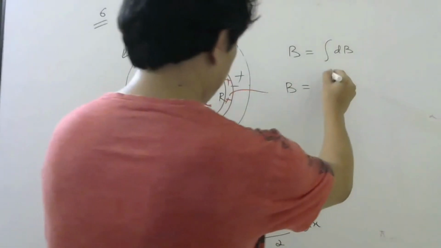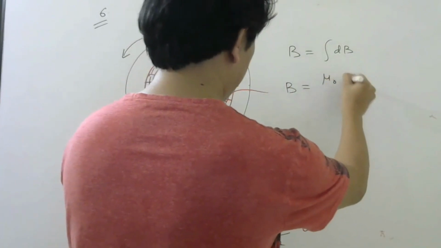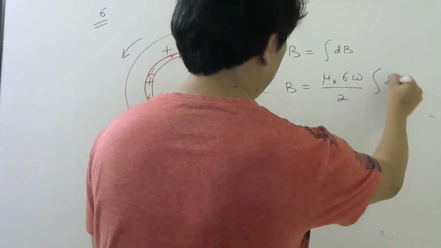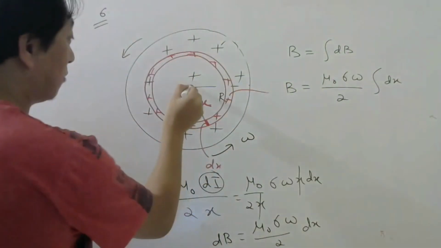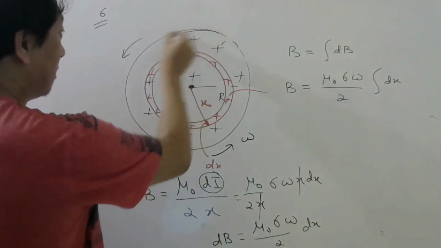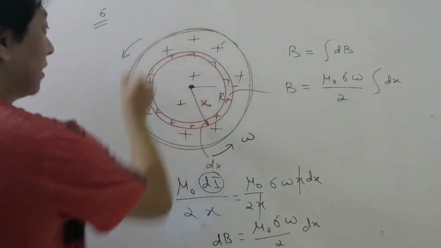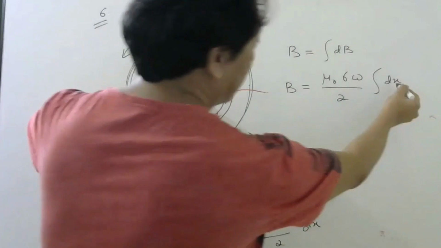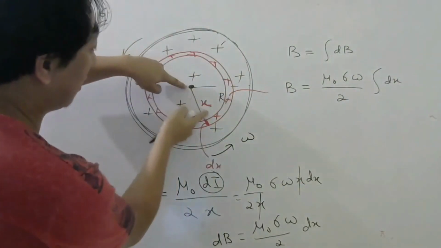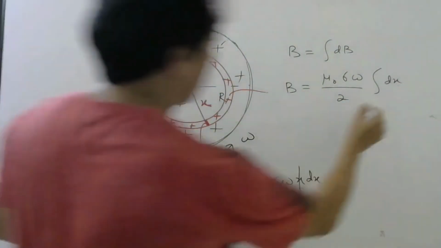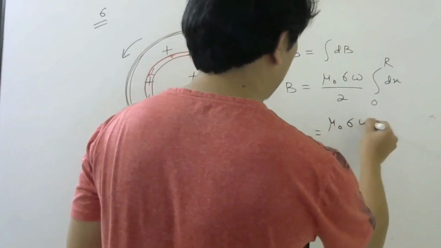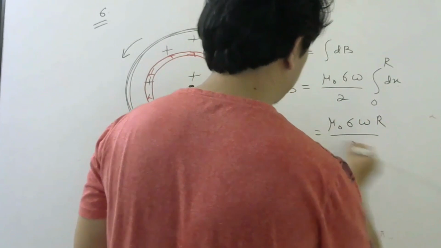Now mu naught is constant, sigma is constant, omega is constant, so it is by 2 integration of dx. From where to where? I have to start from this ring till I reach the last ring, right here. My variable is x, remember. So when I am here, my x will be 0. When I reach here, x will be capital R. So mu naught sigma omega R by 2.